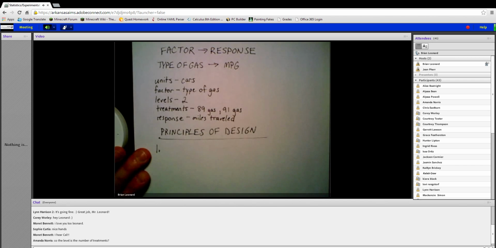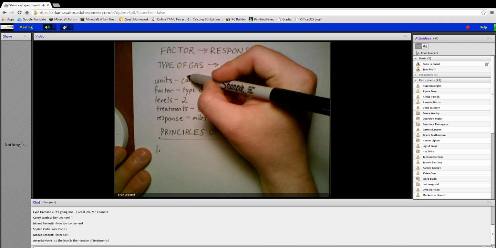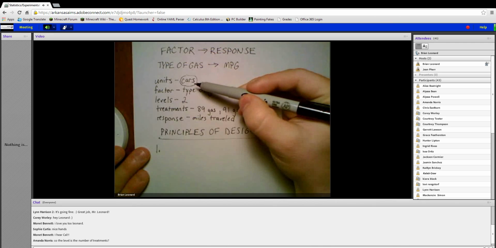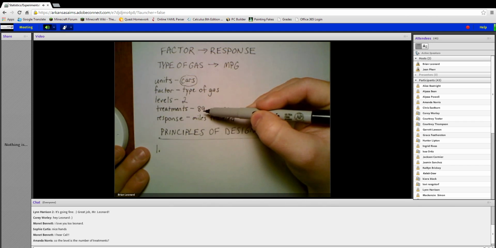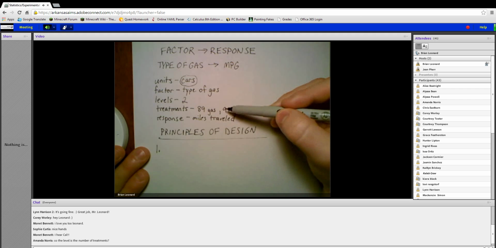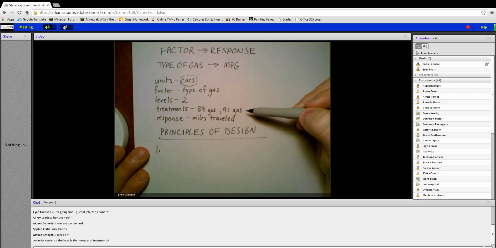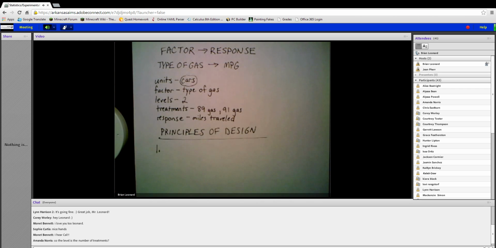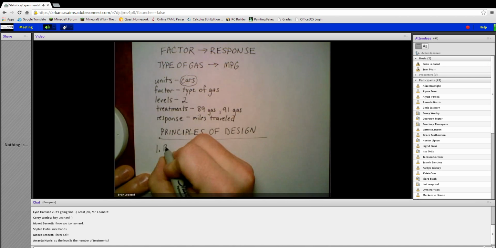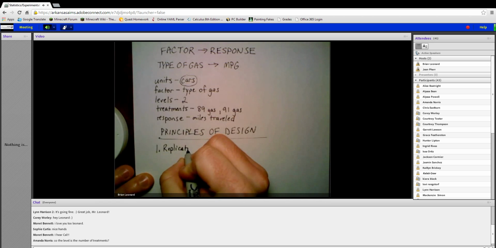The first one says, if we took cars, and let's say I just take my car and fill it up and drive on the 89 gas for a full tank, and then I drive on the 91 gas on a full tank, and I find out that my car did better on the 91 gas. Well, that's kind of stupid, right? Because that clearly doesn't show that the 91 gas is getting better mileage. In fact, it could be all sorts of factors. So the first principle is what we call replication.